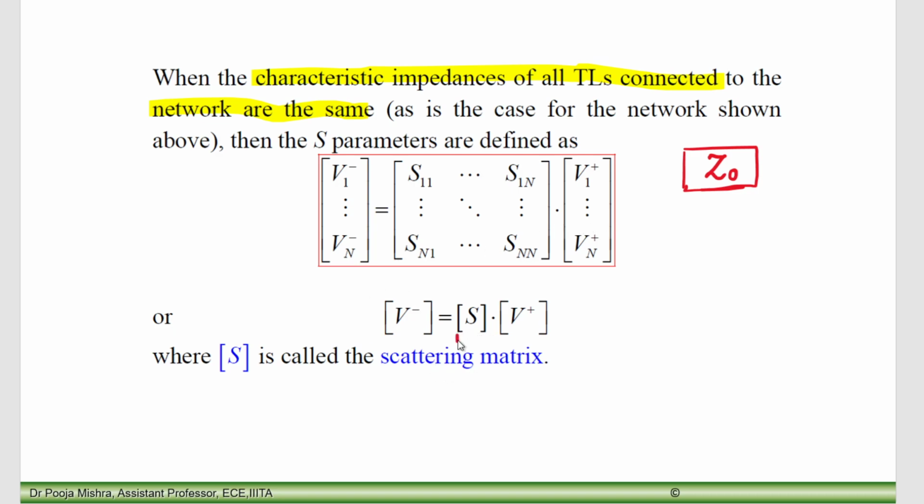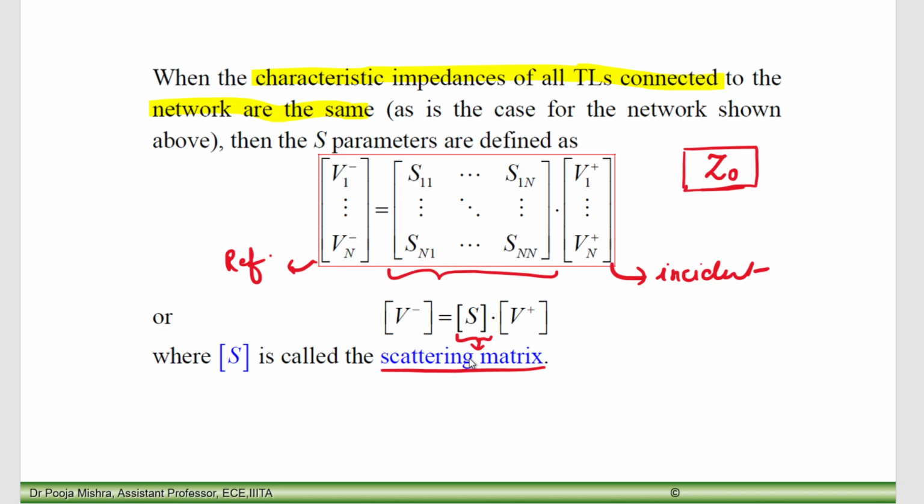The relationship between the reflected and incident waves is called the scattering matrix. V1 minus, V2 minus, V3 minus, Vn minus is equal to S11, S12, up to S1n, and this matrix times V1 plus, V2 plus, and so on. So these are the reflected voltages and these are the incident voltages, and the reflected and incident voltages are related by a matrix called the scattering matrix.